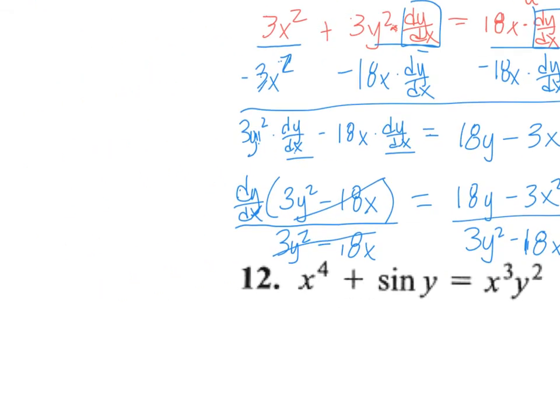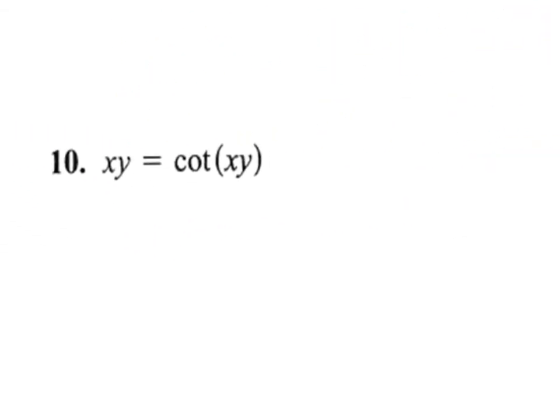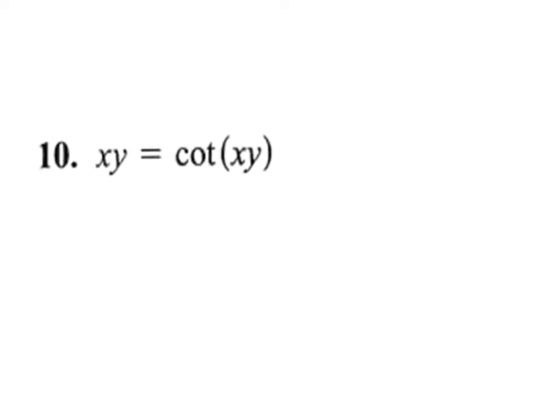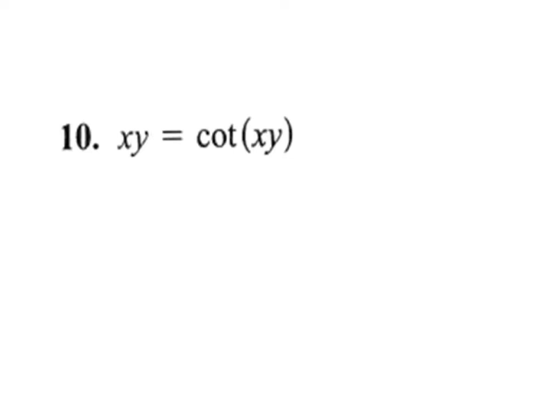I'm going to do number 10 over here. The first thing I notice about number 10, guys, is that I have the product of two functions. I've got xy and I've got xy, and we're multiplying those.